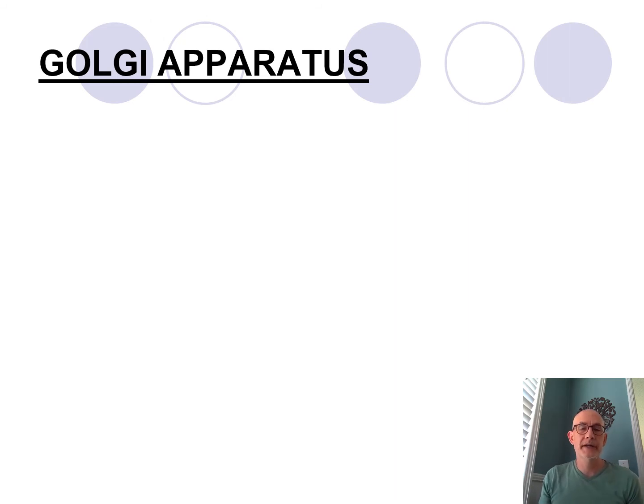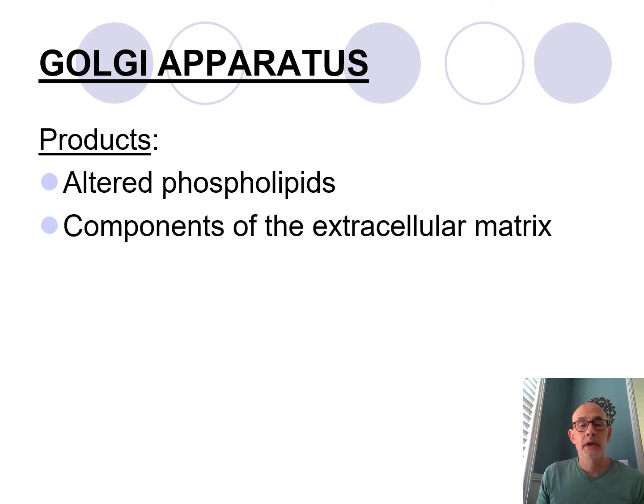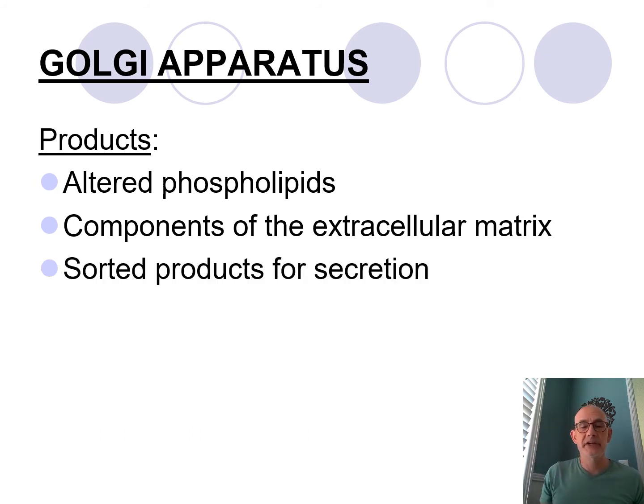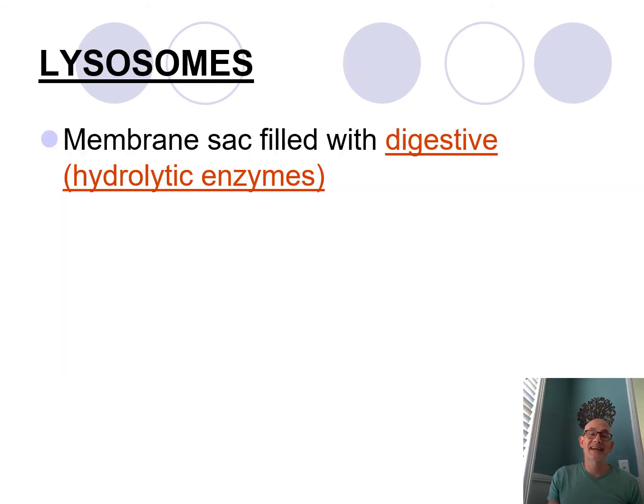So the Golgi apparatus is going to do lots of things. It's going to alter phospholipids that are going to become part of the cell membrane. When we get to talking about the cell membrane in particular and in depth, we'll talk about why phospholipids may need to be different. The outside of the cell is called the extracellular matrix. That's what helps hold cells together. So the cell glue is made by the Golgi apparatus, and then it sorts those products that need to be secreted. One of the things made is a lysosome.